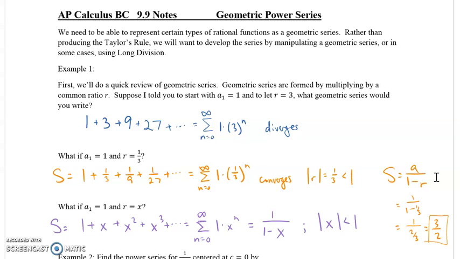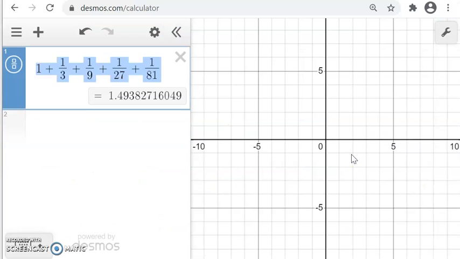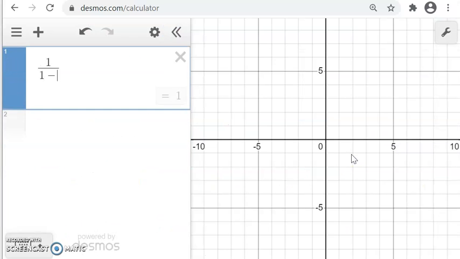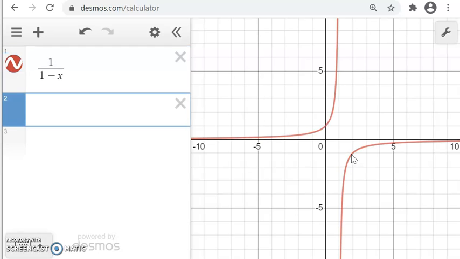Okay, I wonder if that really works. Let's see if that works. So we'll go back to Desmos and we'll graph the series and we'll graph the rational function and we'll compare them. All right, so let's give that a try. We'll graph the rational function 1 over 1 minus x. Not a very surprising function. Got a vertical asymptote at x equals 1. Got a horizontal asymptote at y equals 0.